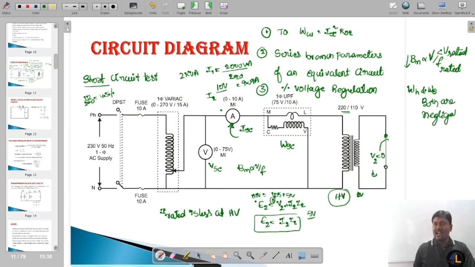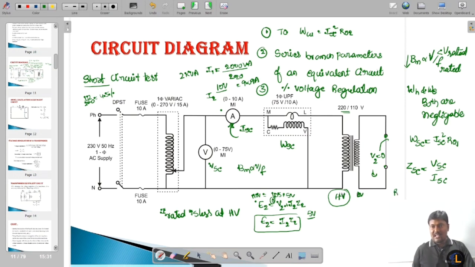Now the wattmeter indicates purely copper losses, ISC square into R01, that is the total resistance when referred to HV side. And the impedance is also calculated. ZSC is equal to VSC divided by ISC. This VSC is not a short circuit voltage; it is the voltage corresponding to the secondary being short circuited. That is the meaning of VSC. ZSC is equal to VSC by ISC.